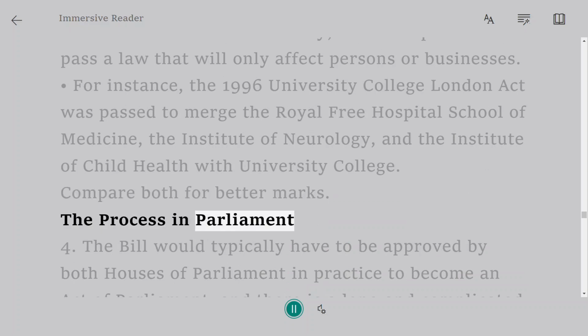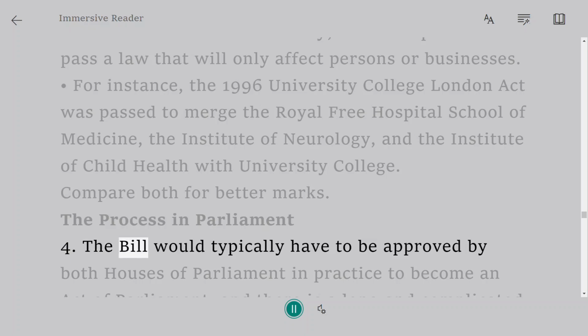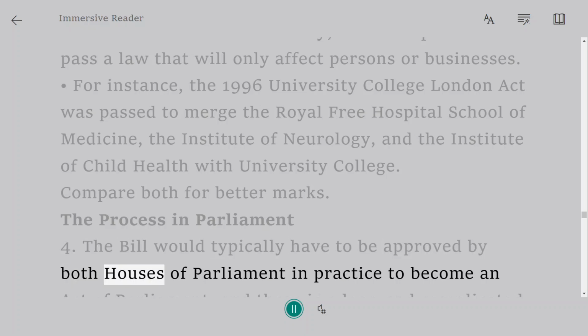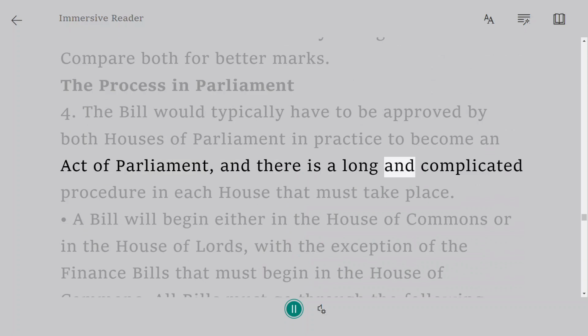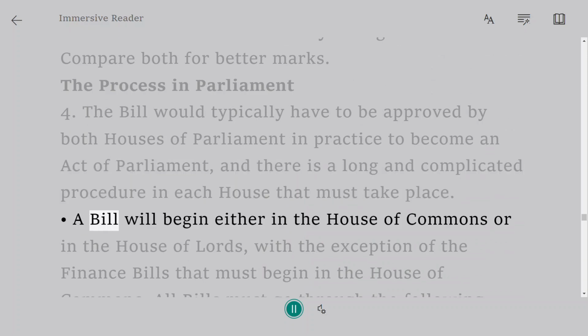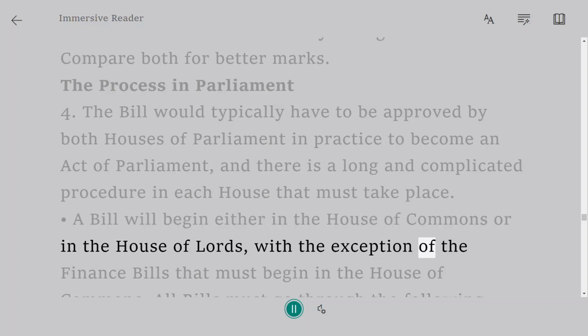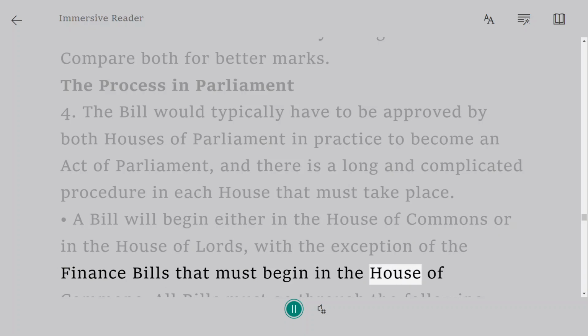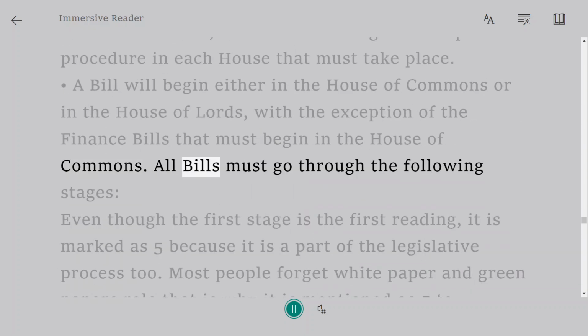The process in Parliament. The bill would typically have to be approved by both Houses of Parliament in practice to become an Act of Parliament, and there is a long and complicated procedure in each house that must take place. A bill will begin either in the House of Commons or in the House of Lords, with the exception of the finance bills that must begin in the House of Commons. All bills must go through the following stages.